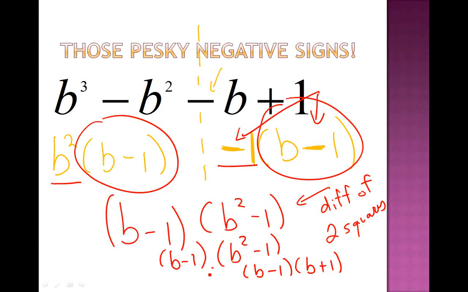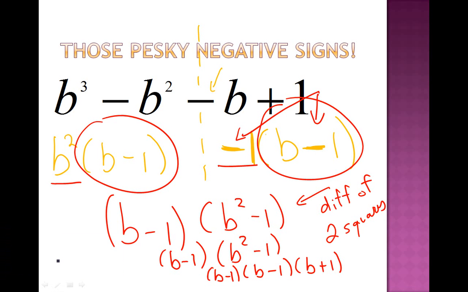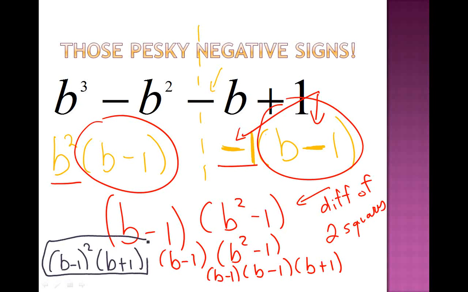So we actually end up with this original b minus 1, another b minus 1, and b plus 1, which we could write. This is fine, but we also could write that. And let me shift colors here just so you can clearly see it now that I've made quite a mess of the screen. We could write it as b minus 1 squared times b plus 1 as a final answer, which would be the neatest, most concise way of writing that.